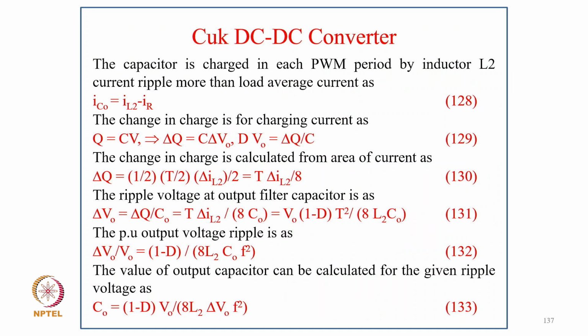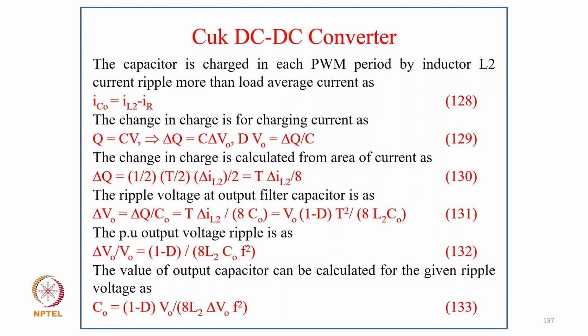So the capacitor is charged in each period by the inductor IL2 current ripple more than the load average current, as IC2 equal to IL2 minus IR, and the change in the charge for charging current is CV equal to delta Q, C delta V0 equal to delta Q upon C. So the net change in charge is calculated from the area of current. So delta Q equal to half times T by 2 times delta IL by 2, equal to T delta IL by 8.